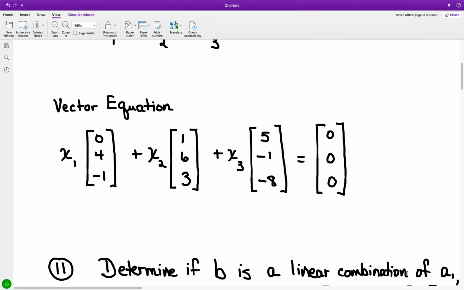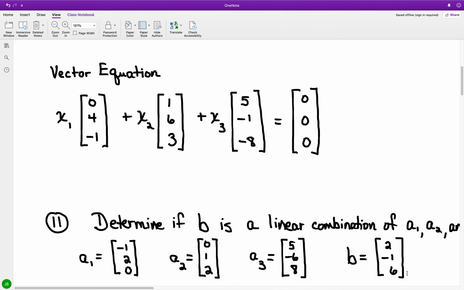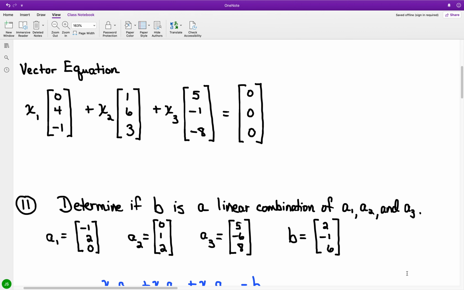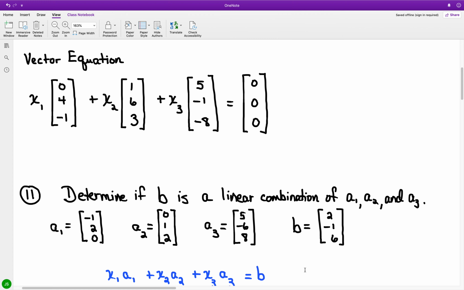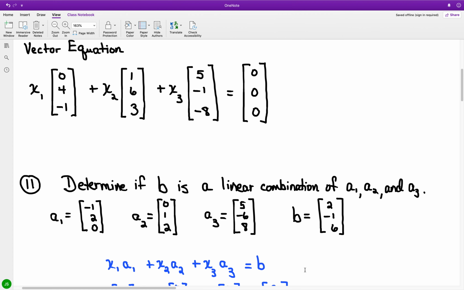All right. Now in the case of number 11, it asks to determine if b is a linear combination of a1, a2, and a3, given what we have for a1, a2, and a3, and we have assigned for b the vector (2, negative 1, 6). So if it is such that this is going to be a linear combination of a1, a2, and a3, we're rewriting it in linear combination equation terms.